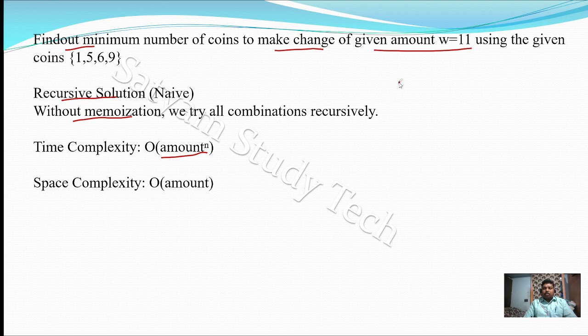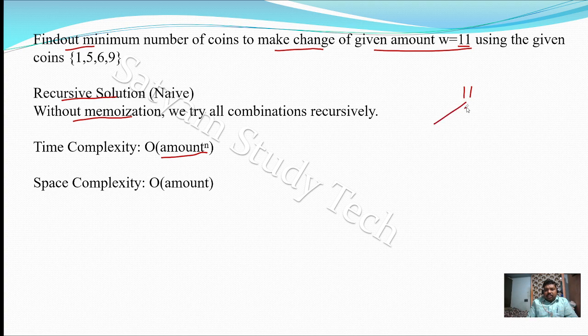That sub problem is solved more than once. The same sub problem we can solve more than one time. So without the memoization technique, the time complexity is increased. So you can see here the total amount is 11.